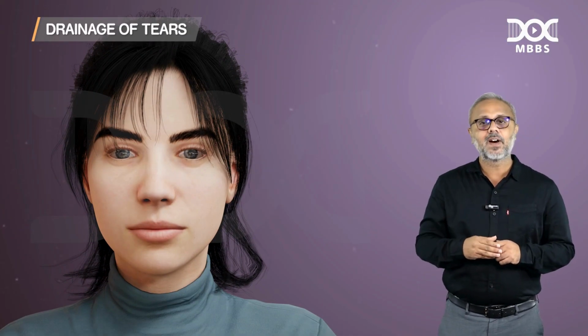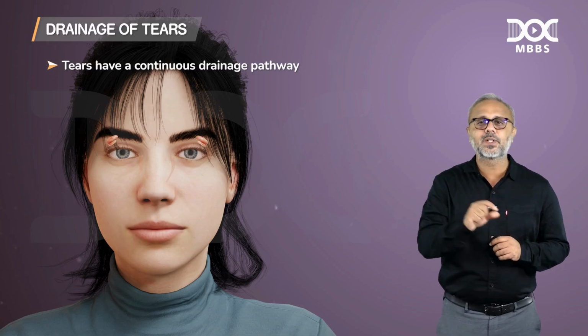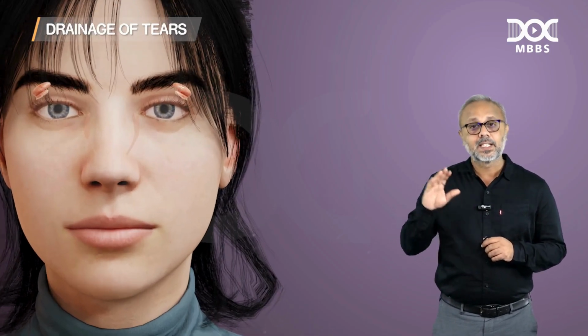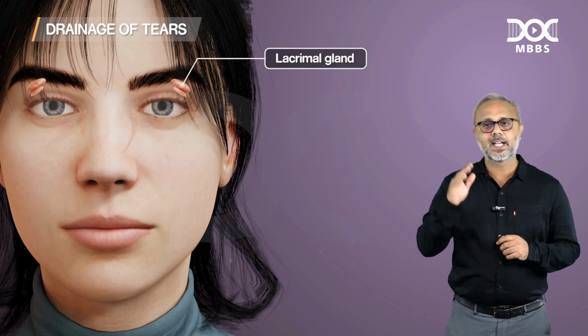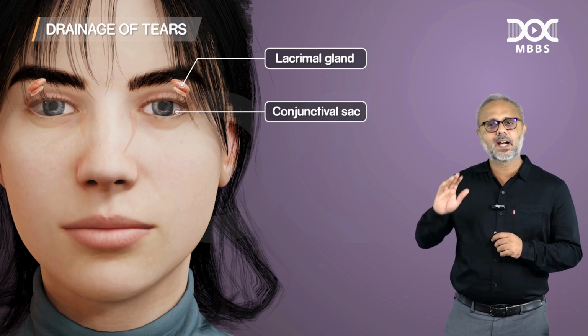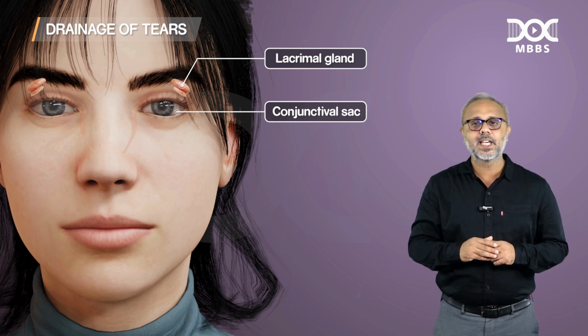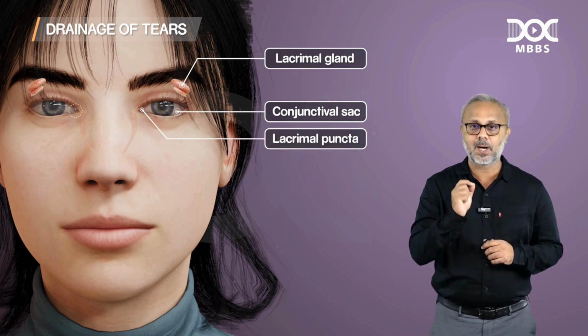How do the tears drain? Why do the tears not roll over the cheeks, and why do you never feel that the tears are actually getting secreted? This is because the tears have a continuous drainage pathway. The tears that are produced by the lacrimal gland enter the conjunctival sac, and from the conjunctival sac, after forming a tear film over the surface of the cornea, they reach the lacrimal puncta.